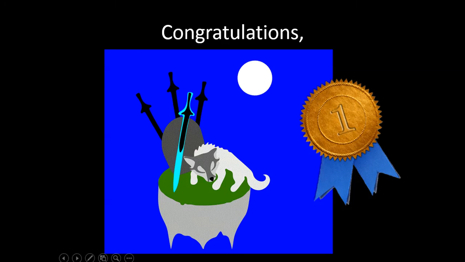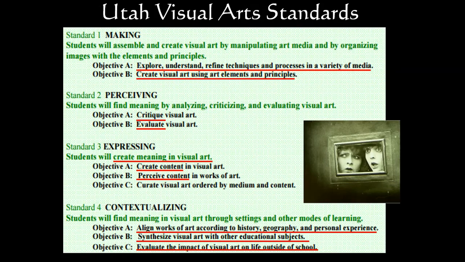So next, what do we have next? The Utah Visual Arts Standards. This is so exciting, guys. You know it. So standard 1 is making. You guys are going to know these by the back of your hands, right? So this is where you explore, understand, and refine an important piece, techniques, and processes in a variety of media. The media that we're using is graphic arts, and we're specifically using the Inkscape program.